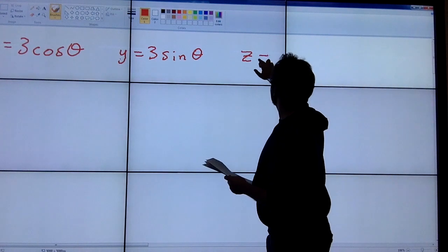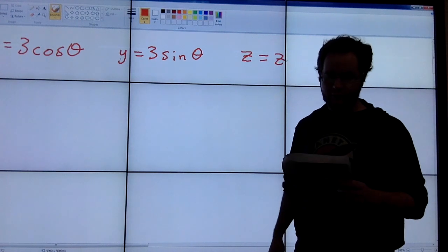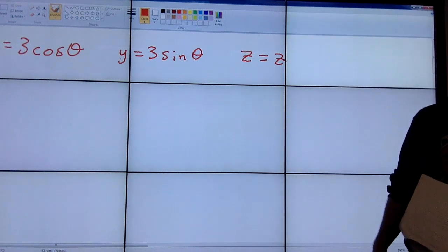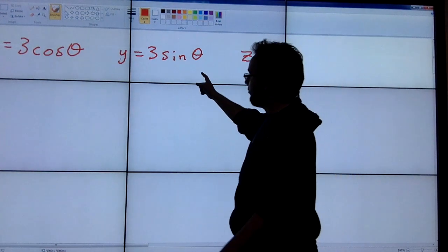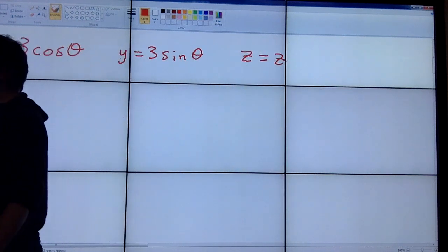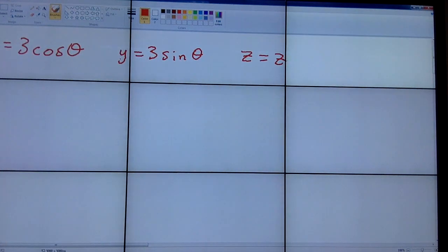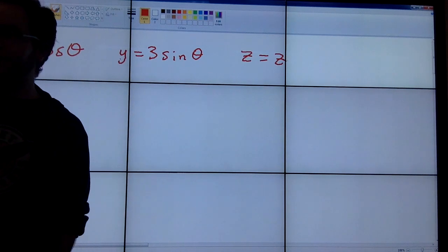z is its own parameter, there we go, that's right. Anytime we have a cylinder, we use up theta for x and y, and then the remaining variable gets its own parameter. So z gets its own parameter. Remember last time y and z were 2 sine theta and 2 cosine theta. Well, this time z is the lone man out, and he gets its own parameter.